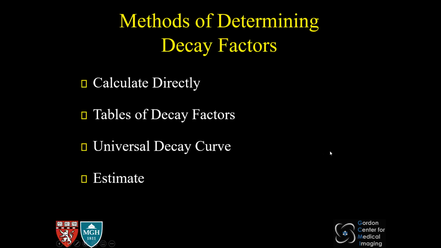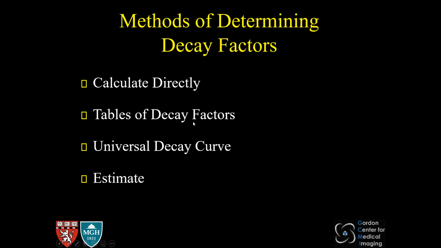All right, so there's a couple methods for determining decay factors. We can calculate them directly. You can just look up tables. Now, for standard practice, just looking things up in a table works pretty well. These things have been mapped out, if you know what the isotope you are dealing with is, or you can just estimate them.